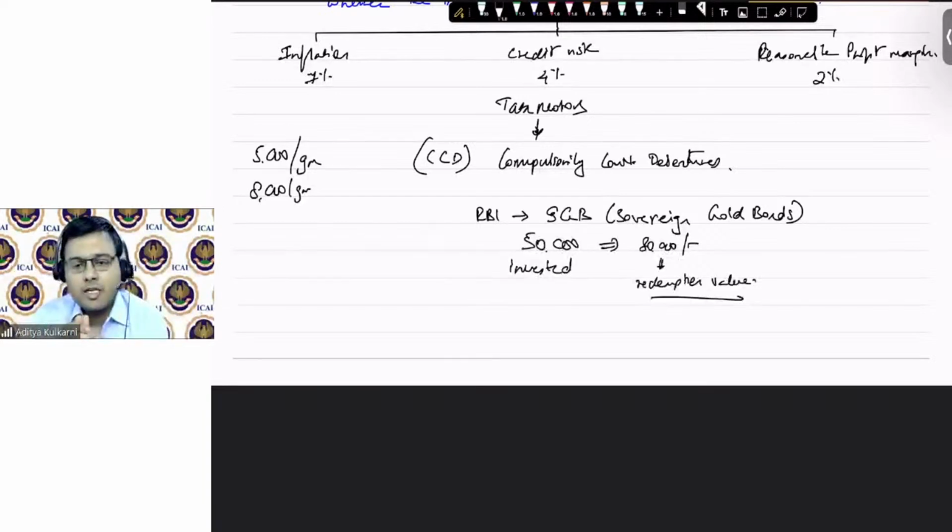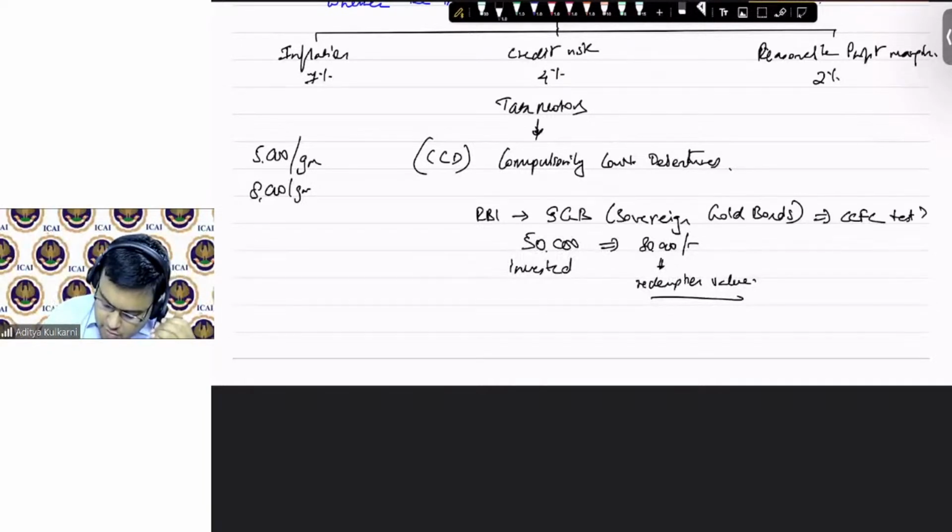Okay, so now I want you to tell me RBI sovereign gold bonds, SGBs. Do you think they pass the CCFC test? Before that, are they financial assets? Are they financial assets? You don't get gold in return. What you get is compensation linked to the gold price. Okay. So be clear about that.